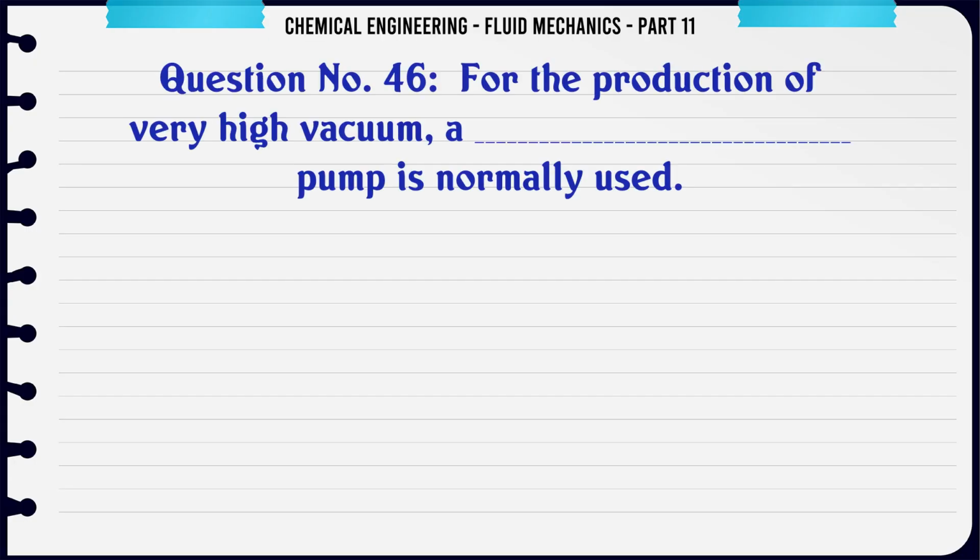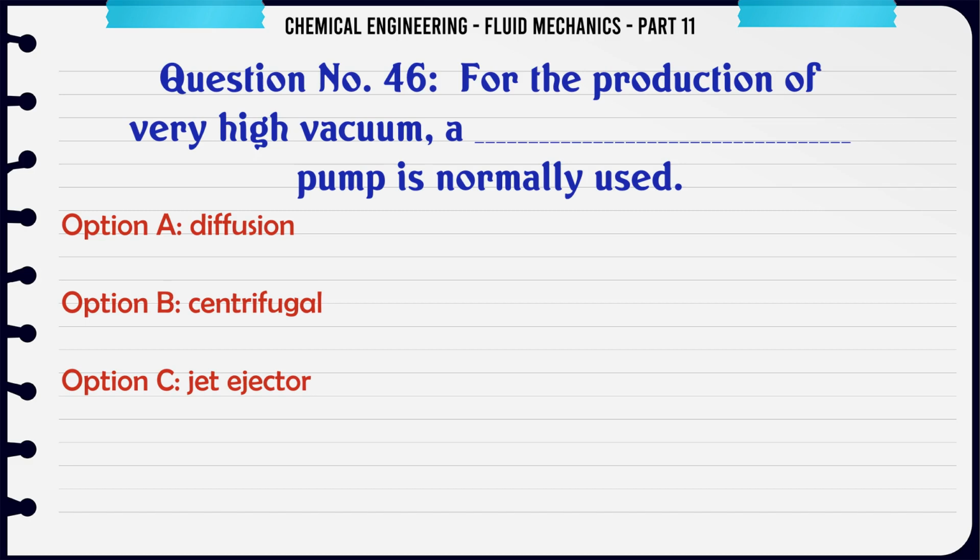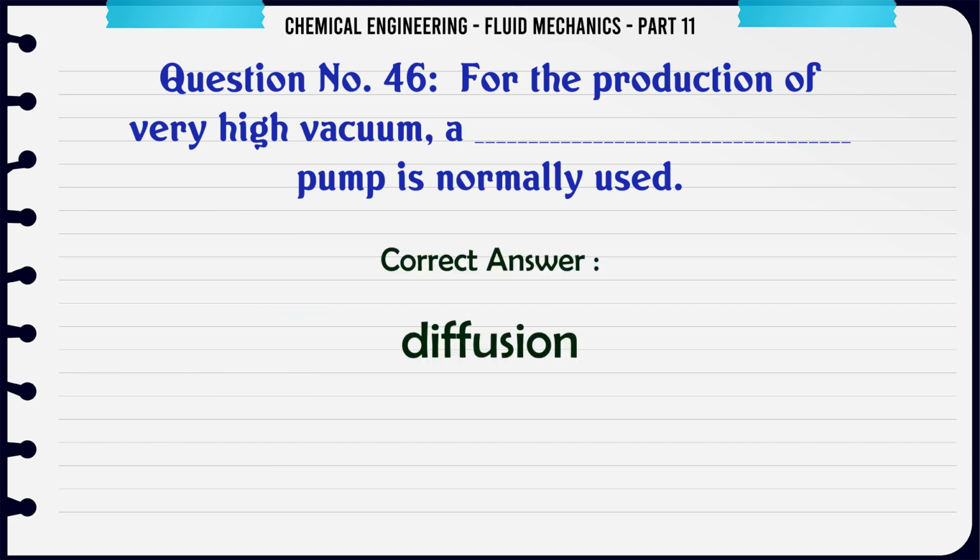For the production of very high vacuum, a ___ pump is normally used. A. diffusion, B. centrifugal, C. jet ejector, D. piston. The correct answer is diffusion.